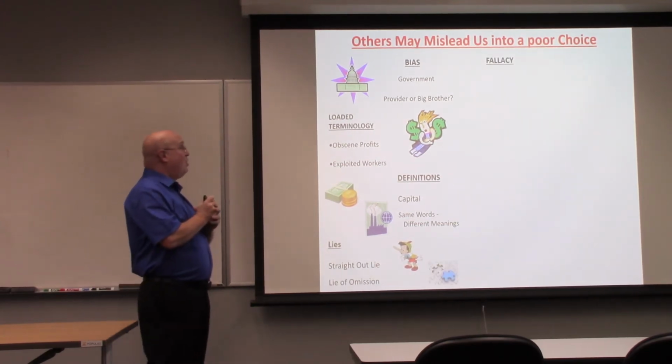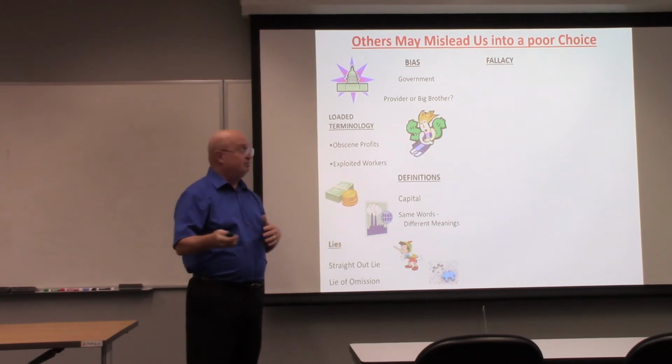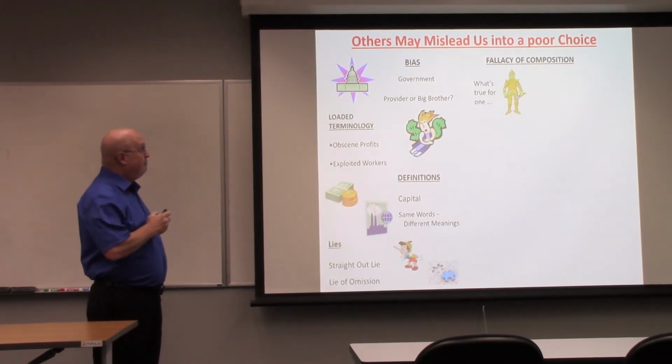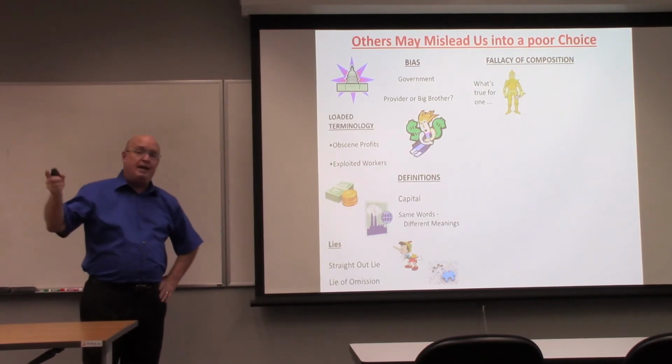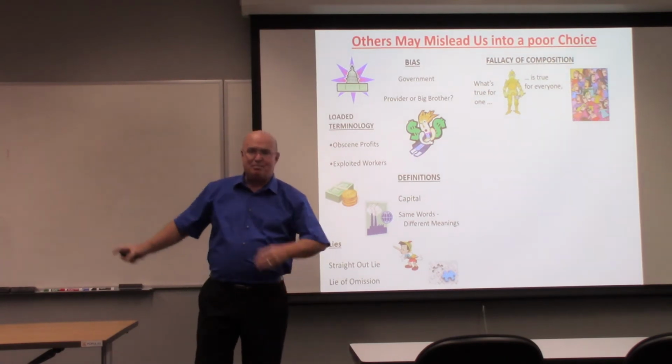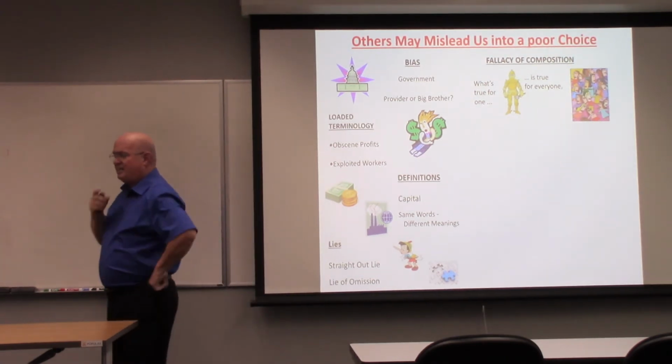Now, we also have what's called fallacies. Fallacies are falsehoods, okay? The first one we're going to talk about is fallacy of composition. And basically it is what's true for one individual is true for everybody, right? So let's take a look and see how that works.